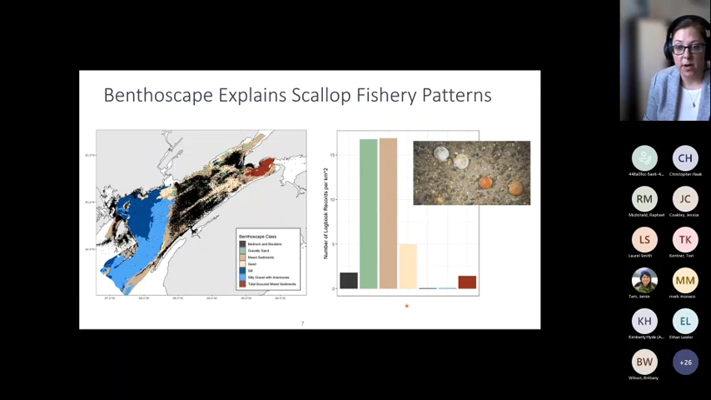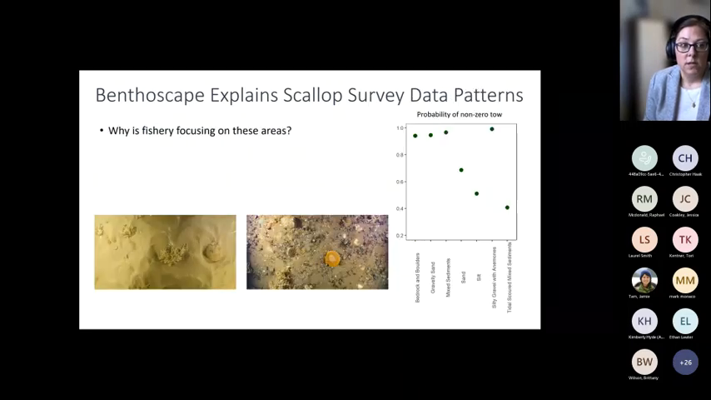Looking more closely at the relationship between the fishery and the benthoscape classes, we see that the fishing effort is primarily in the mixed sediment, which is your brown, and gravelly sand, which is the green classes. So why is the fishery focusing on these areas?